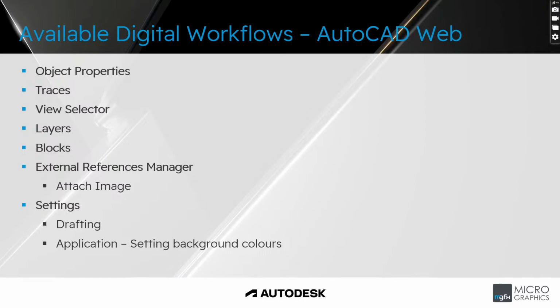So you've got your object properties as per usual. You can view traces that were made on AutoCAD on the web. You've got a view selector, so that is between your model space and different layouts. You can manipulate your layers. You can add and define new blocks. And then you've got an external references manager, which allows you to attach images. And then lastly, under settings, you've got your drafting settings and your application settings, which allows you to set background colors.